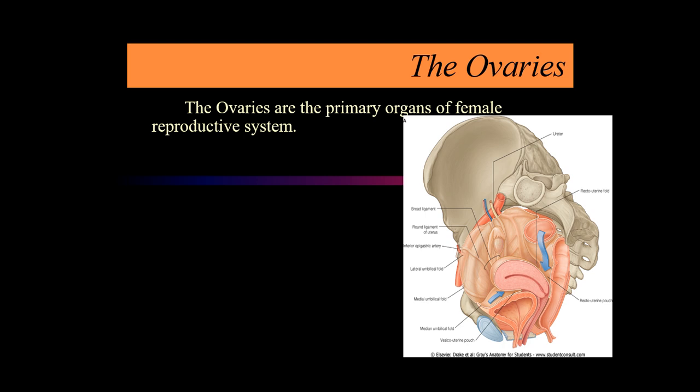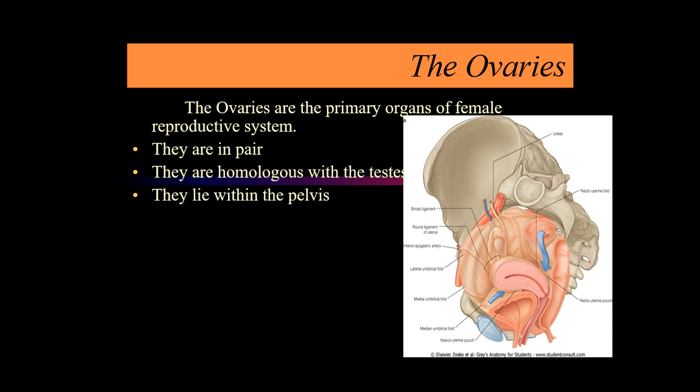As I said, the ovaries are the primary organs of the female reproductive system, and they are in pair, and they are homologous with the testis in the male. In the male, the main primary organ of reproduction is the testis. In the female, it will be the ovaries, and these are pelvic organs.